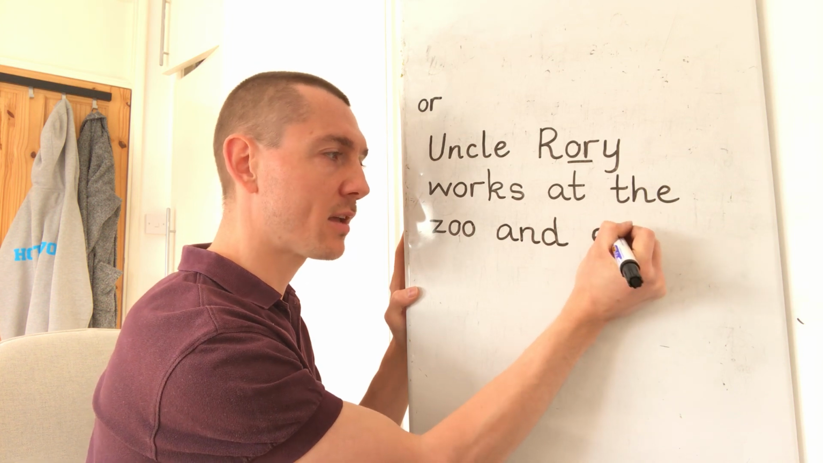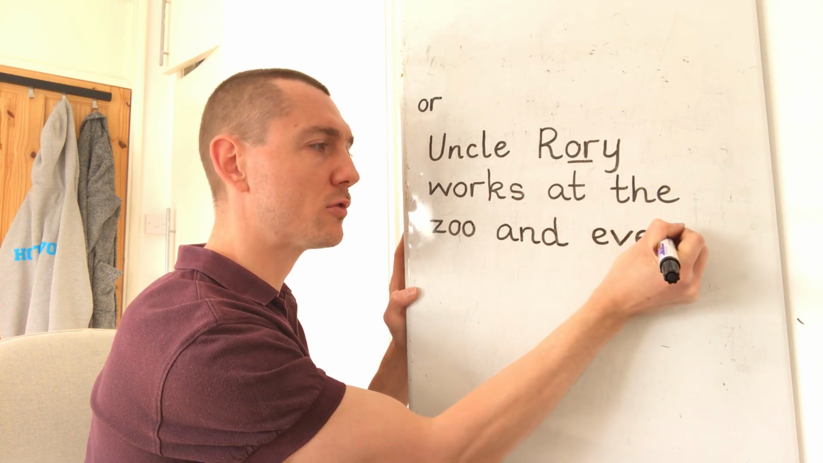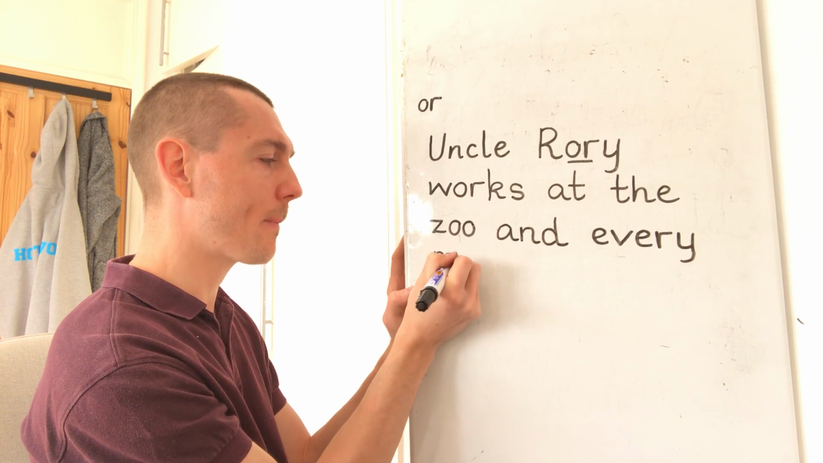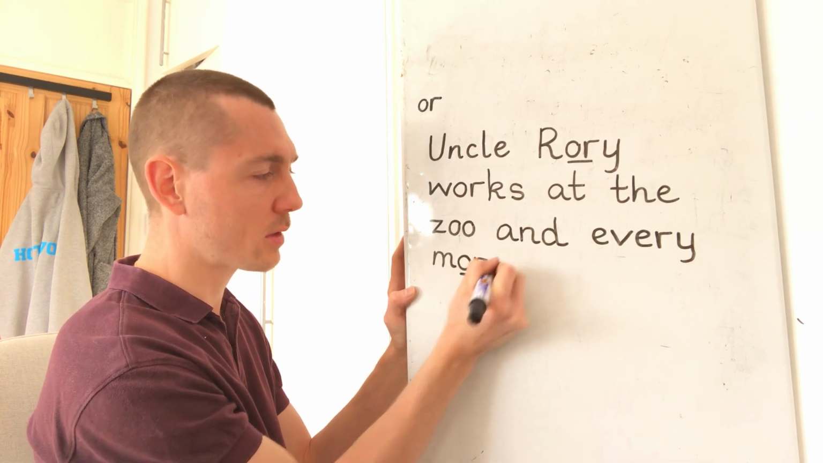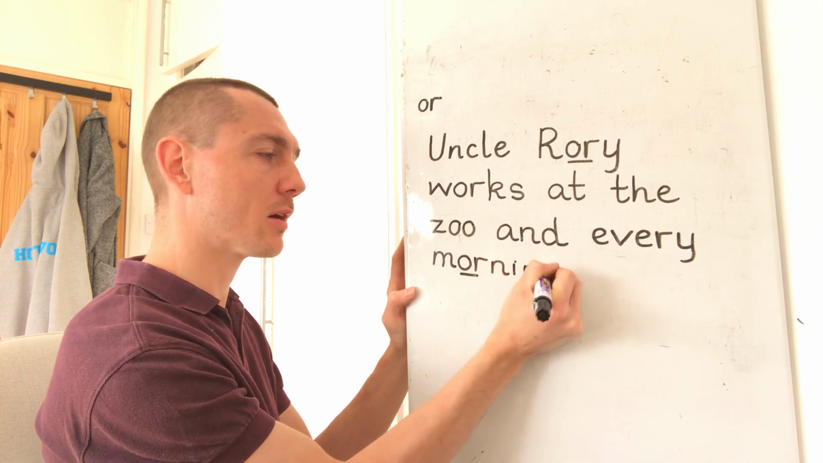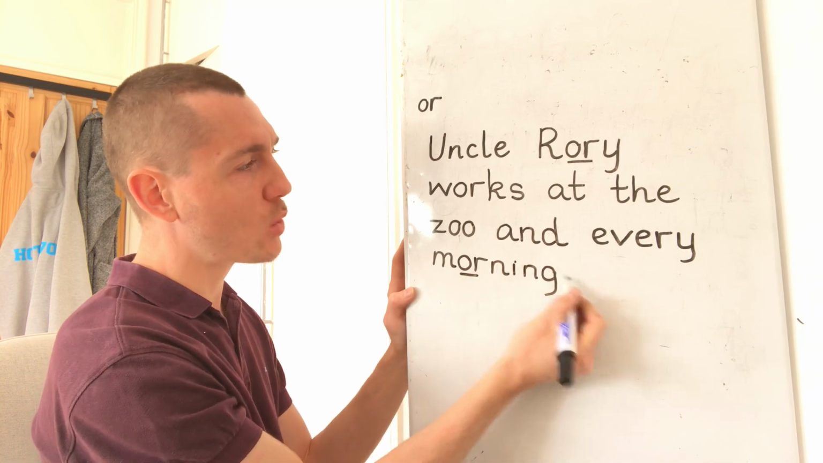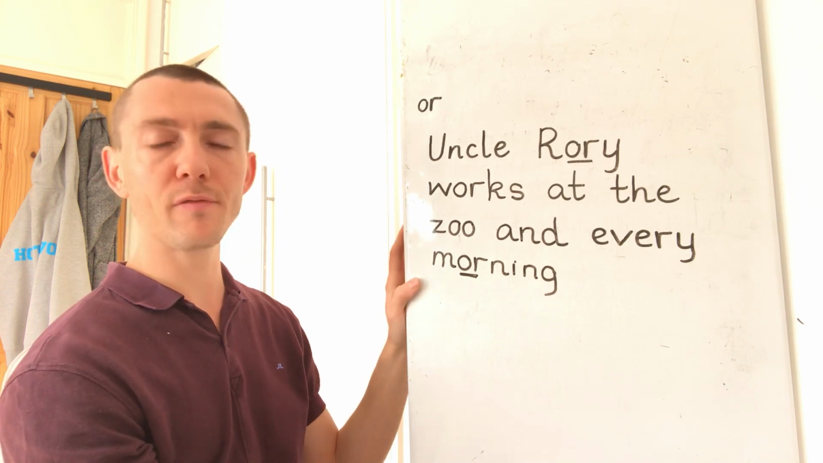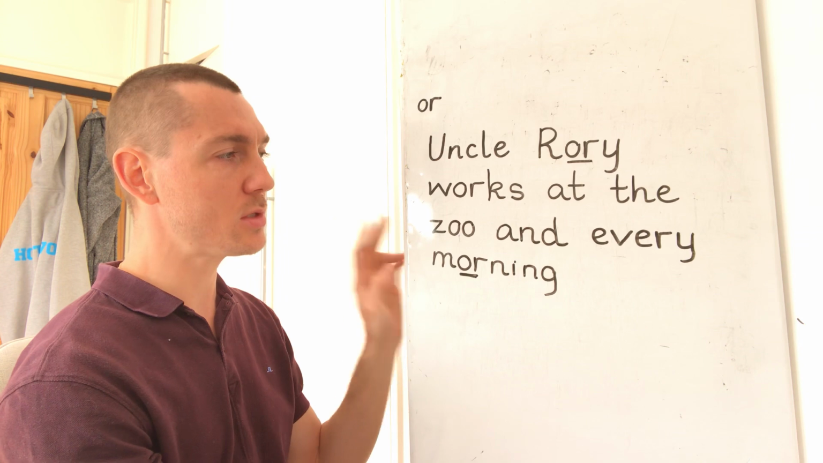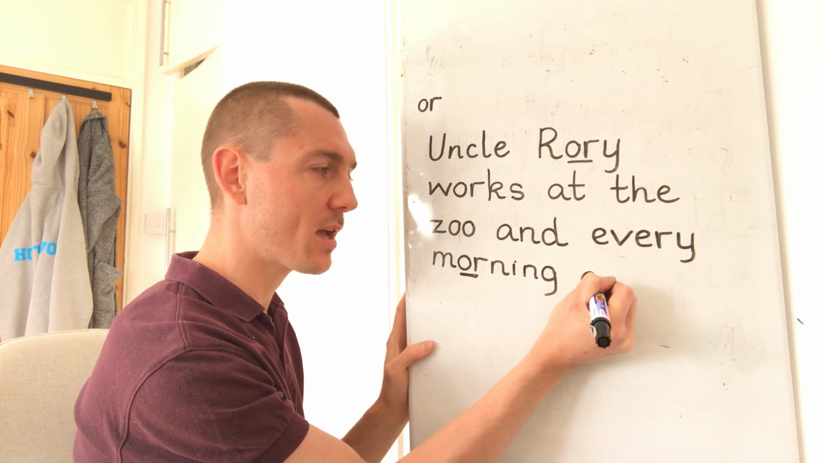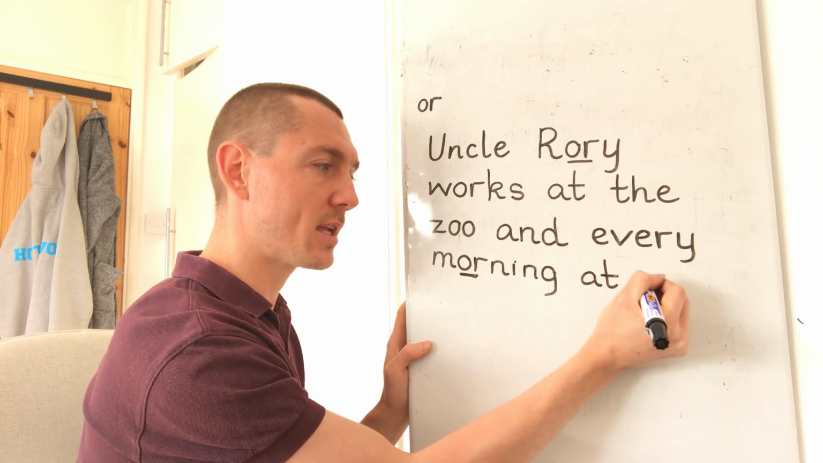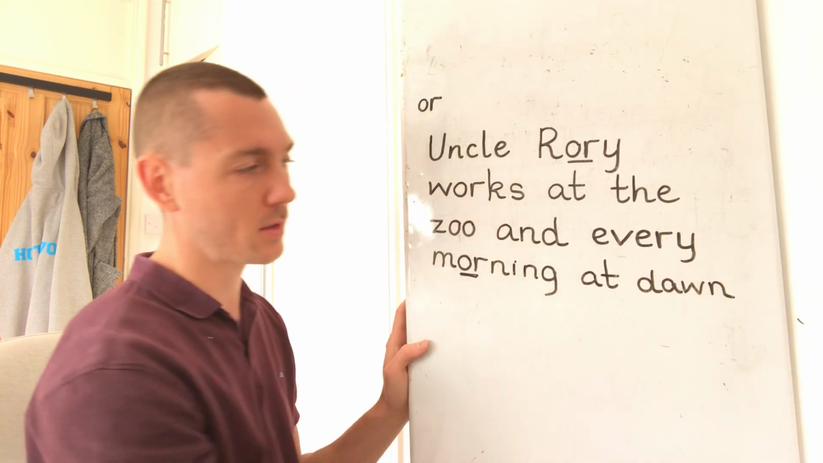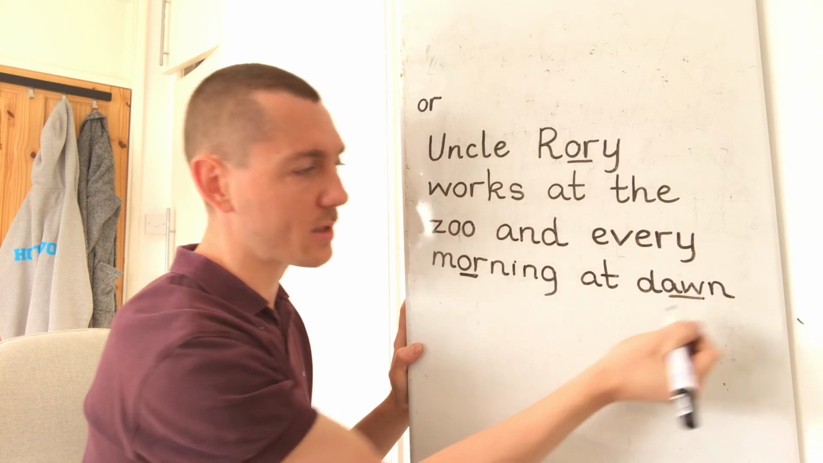And we say every morning. Every morning with an O-R spelling of or again. Uncle Rory works at the zoo, and every morning at dawn, 2 words, at dawn, d, or. We've got the AW spelling of or in dawn, just check that one.